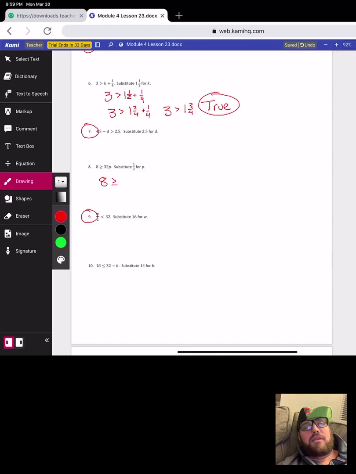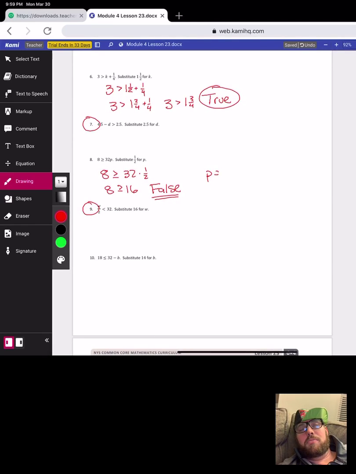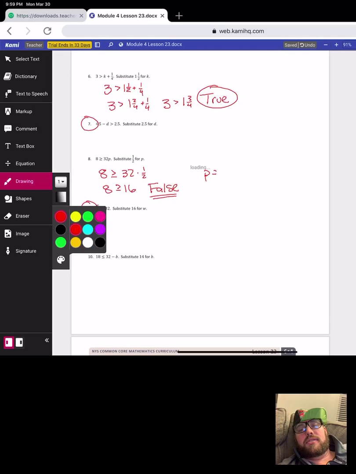So 8 is greater than or equal to 32 times 1/2. So really multiplying by 1/2 is really the same as dividing by 2. So 32 divided by 2 is 16. So 8 is greater than or equal to 16. No way. Right? So let's do some examples that would be true. What could I multiply 32 by to be less than 8 or equal to? How about, I'm thinking, let's do 8, right?